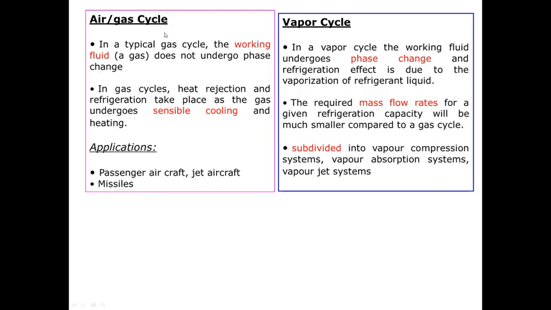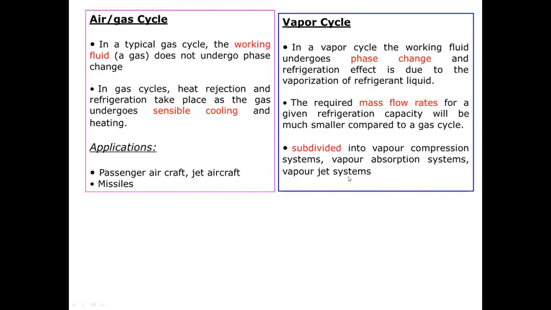Now the second type of refrigeration cycle is the vapor cycle. In the case of the vapor cycle, the working fluid is a vapor and it undergoes a phase change process. So that means the cooling effect will be produced by using a phase change process. The liquid refrigerant will be vaporized to produce the cooling effect. The required mass flow rate for a given refrigeration capacity, compared with an equal capacity, will be much smaller than in the gas cycle. And they are further divided into vapor compression system, vapor absorption system, and vapor jet system.